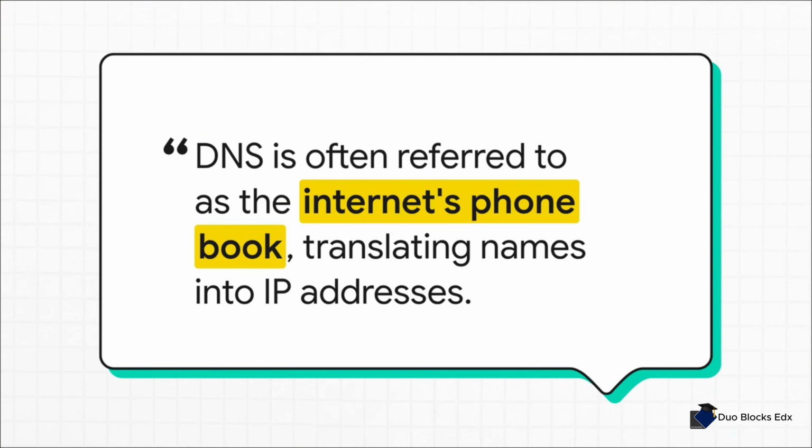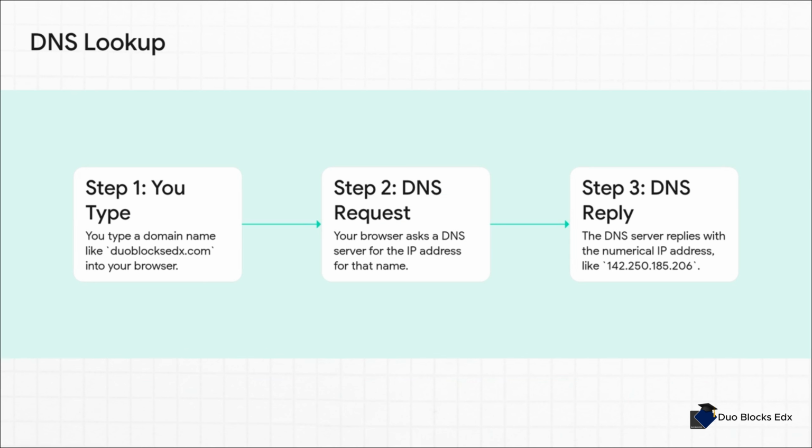Well, this is where something called the Domain Name System, or DNS, comes in. And honestly, the best way to think of it is as the internet's giant phone book. I mean, when you want to call someone, you don't remember their number, you just look up their name. DNS does the exact same thing for websites. It translates that human-friendly name into the numerical IP address that computers need to work. And this whole process is ridiculously fast.